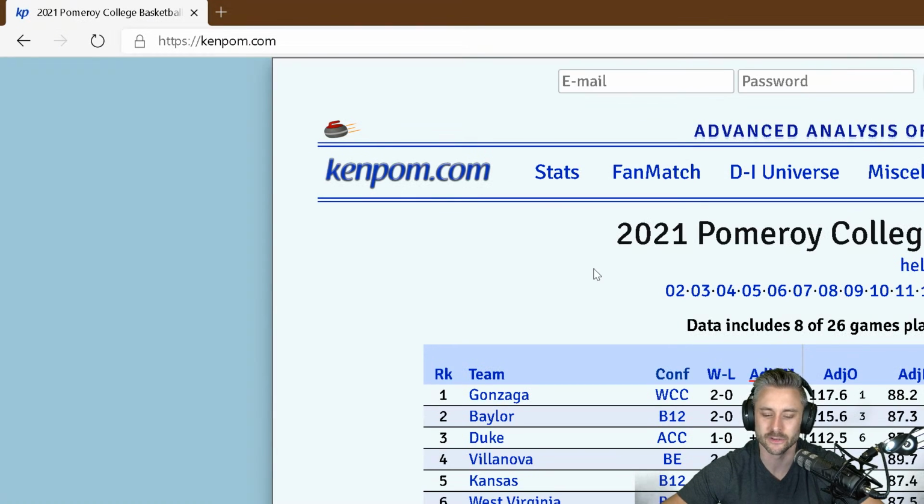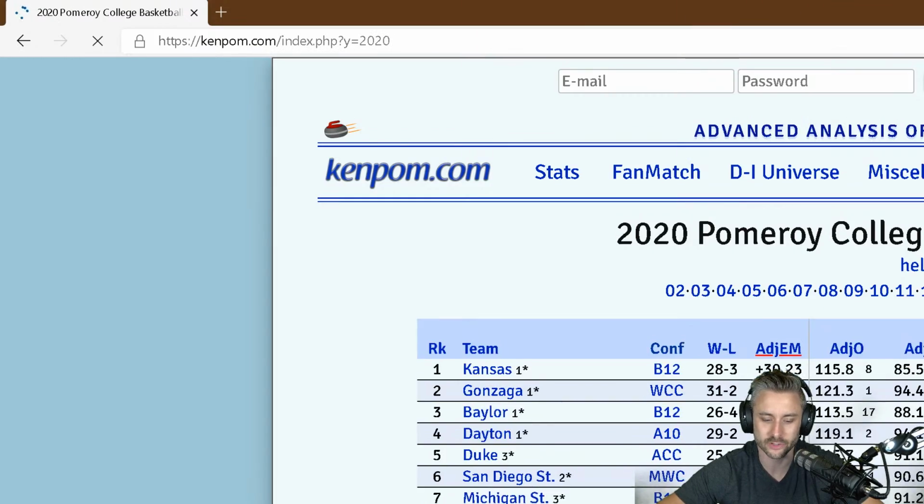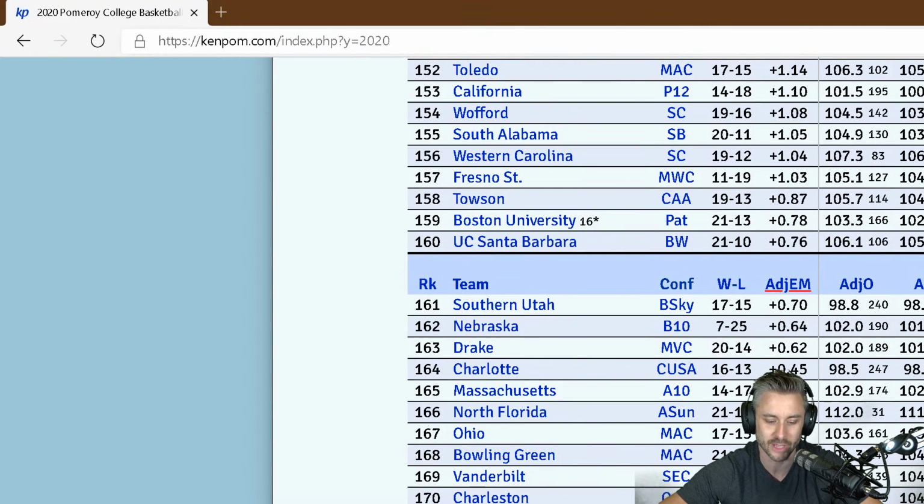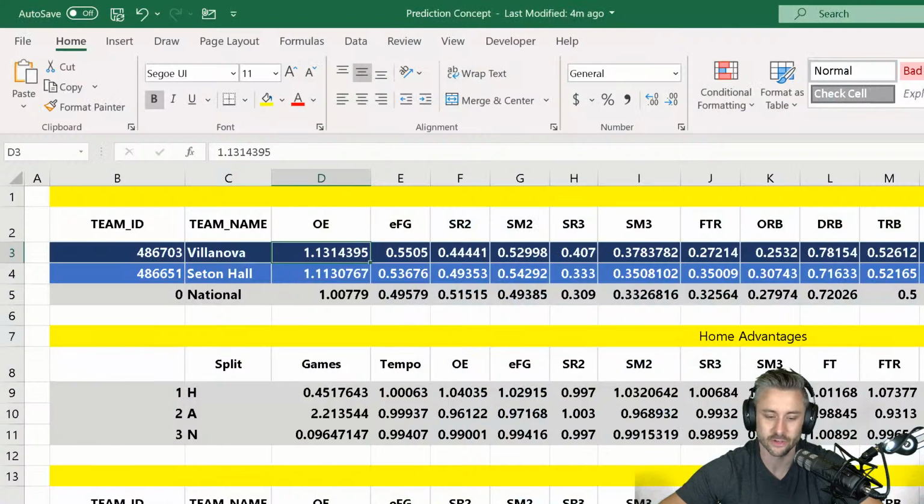I mean, there's probably not a lot of difference between what I come up with and what KenPom comes up with. So I'm going to find out who was the league average team last year. 351 teams. So who was team number 175? That was Appalachian State. Appalachian State was our league average team last year. So basically what this stat is measuring right here is how many points Villanova would hypothetically score on a neutral floor against Appalachian State. 1.13 points per possession.